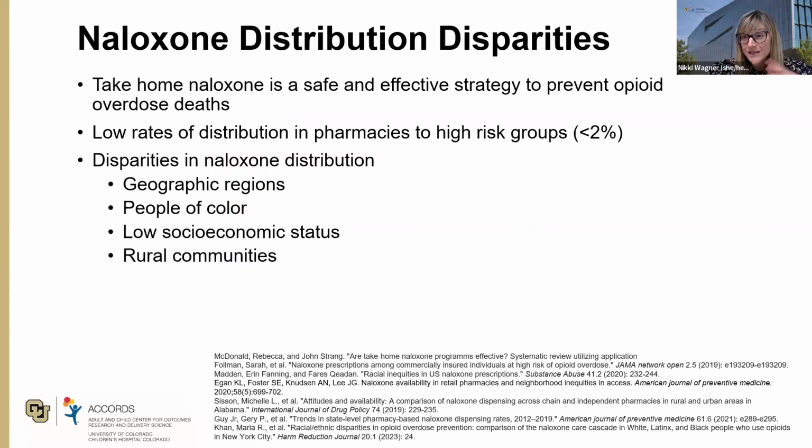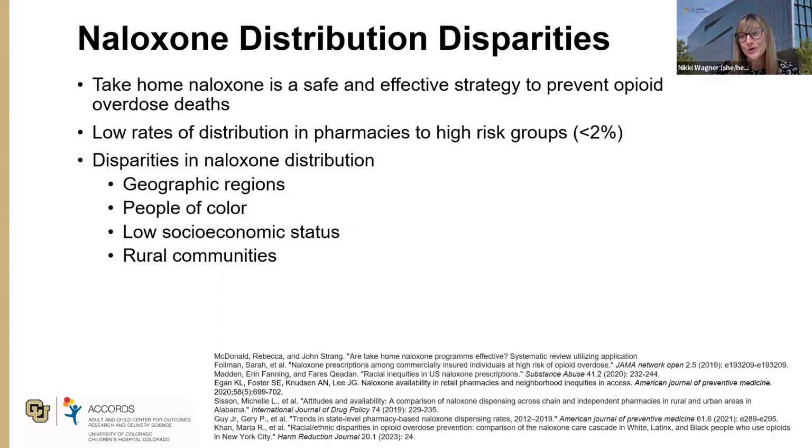So as I talked about, take-home naloxone is this really great strategy to increase access to overdose prevention medication, or overdose reversal medication. The problem with naloxone is that it's not distributed well, basically. We're not getting it to our high-risk populations, and this is growing. There's an expansion of naloxone. We're getting better at doing this, but there's still low rates of distribution. And pharmacy data shows that we're not really doing a great job getting it out.